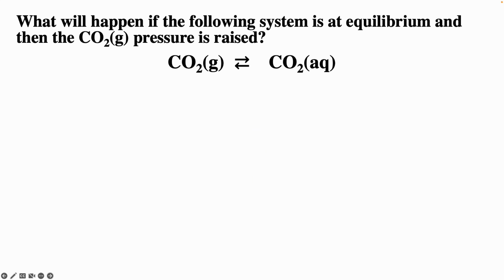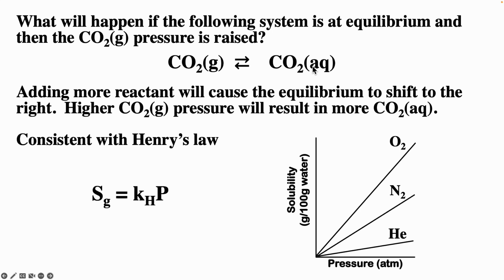So what will happen if the following system is at equilibrium and then the CO2 pressure is raised? Well, according to Le Chatelier's principle, if we're at equilibrium and then we increase the CO2 pressure, that should produce more CO2 aqueous. And so if we look at it, that's exactly what happens.